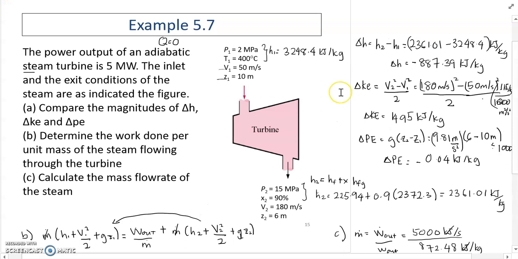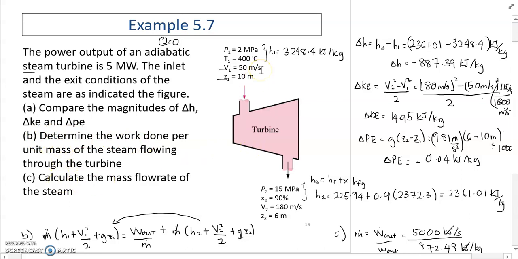Now let's look at an example for a turbine. The power output of an adiabatic steam turbine is 5 megawatt. Recall that adiabatic means Q equals 0, there's no heat transfer. The inlet and exit conditions of the steam are indicated in the figure. It's given here: pressure, temperature, velocity, and z. And at the outlet, you have x2. A, you need to compare the magnitudes of delta h, delta KE, and delta PE. B, you need to determine the work done per unit mass. And C, calculate the mass flow rate.